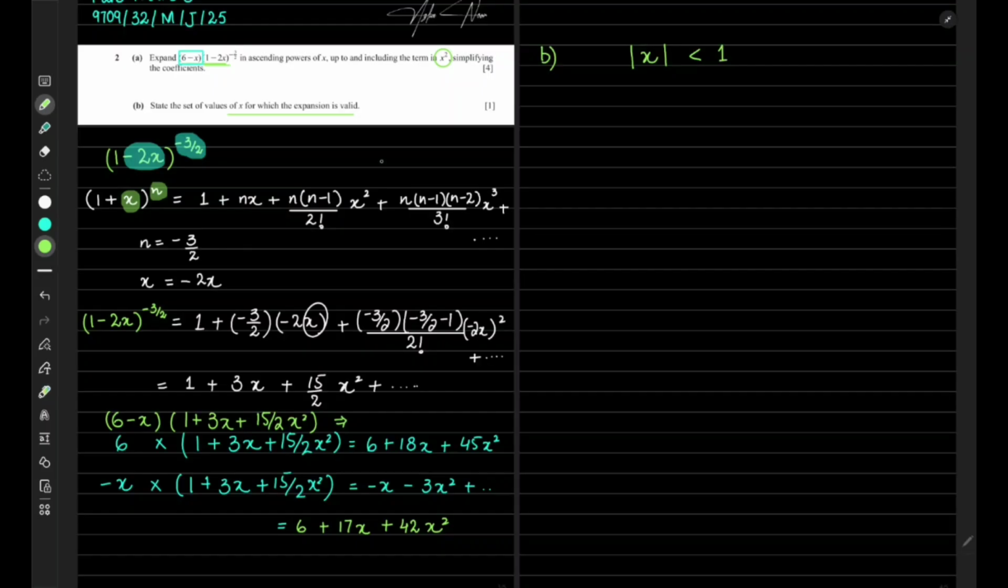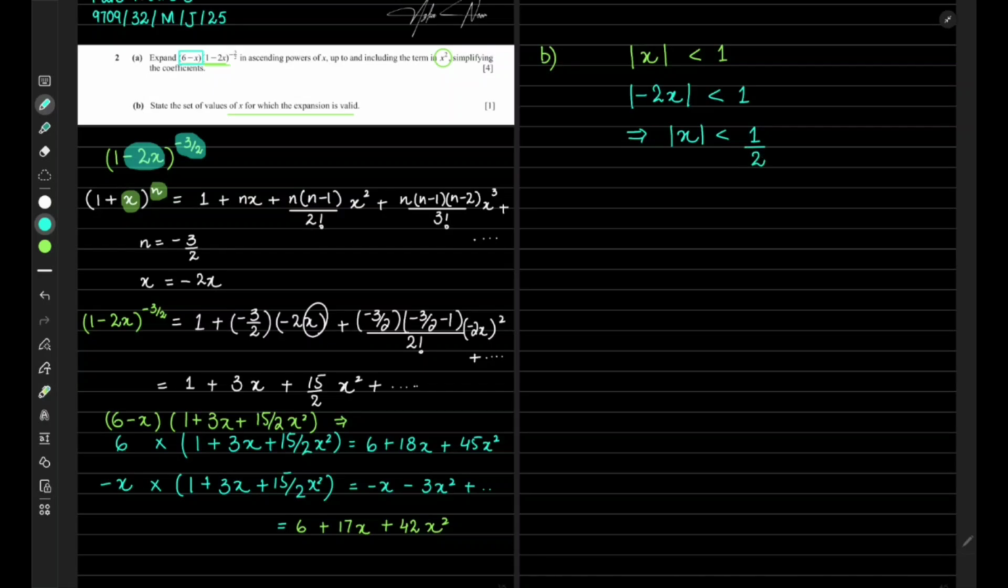Okay, in this particular case, what is your x? Your x is actually minus 2x. So your minus 2x modulus must be less than 1, and this implies that modulus x is less than 1 over 2.